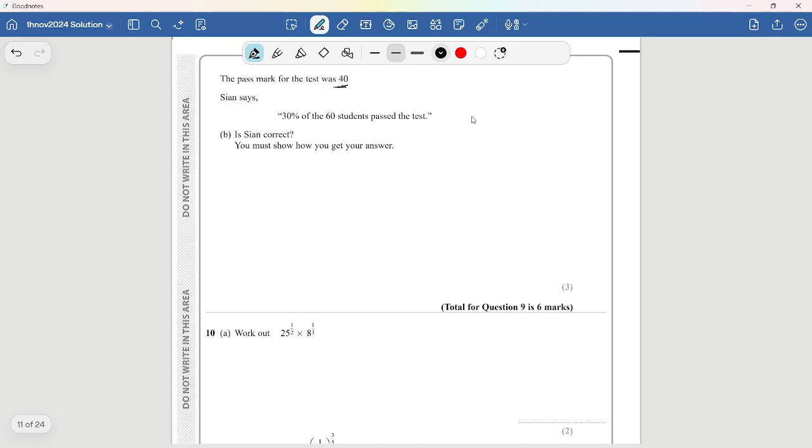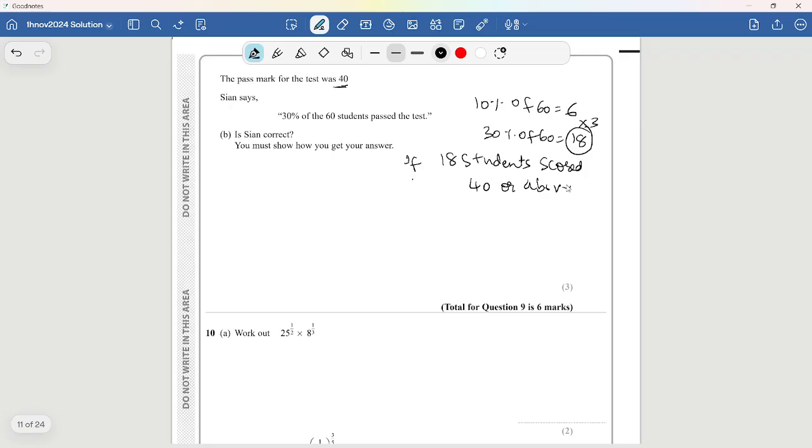So what is 30% of 60? We know 10% of 60 is 6. So 30% of 60 will be 6 times 3, that is 18. So 30% of 60 is 18 students. So if we can figure out if 18 students scored 40 or above, then we can say his assumption is right.